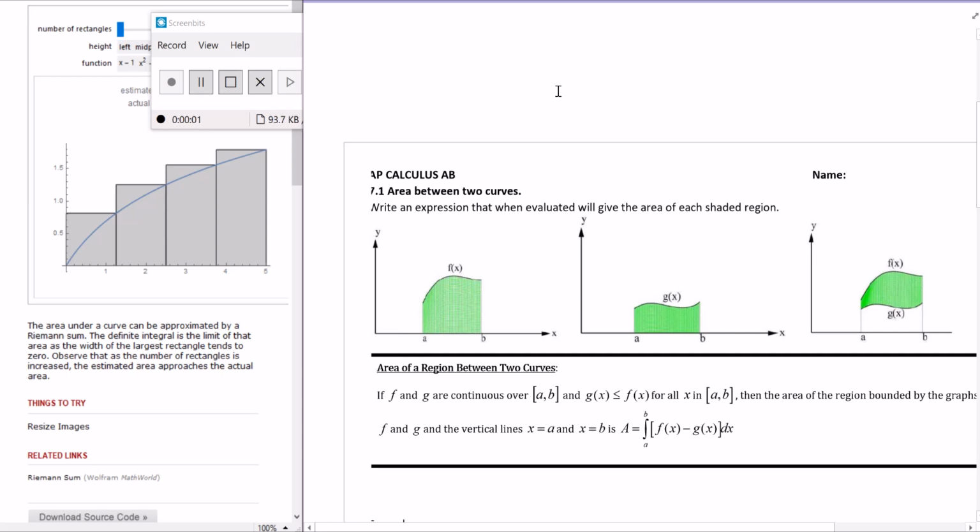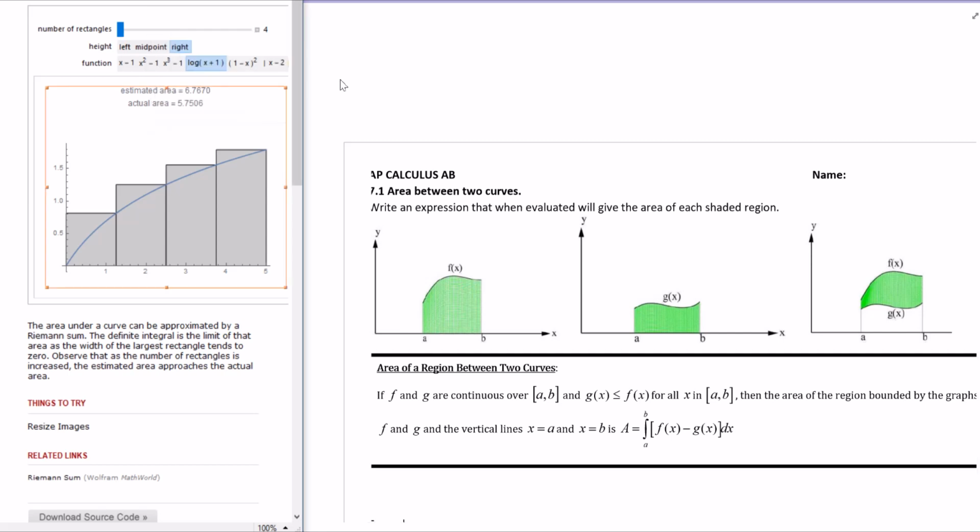Hello, everybody, and welcome to our very last chapter of AP Calculus. We are learning about area between two curves today, and then we'll be learning about some applications of that in the next week and a half.